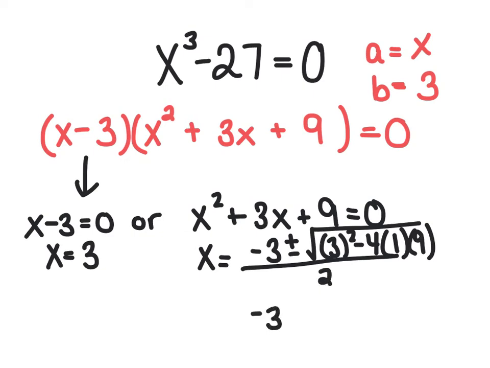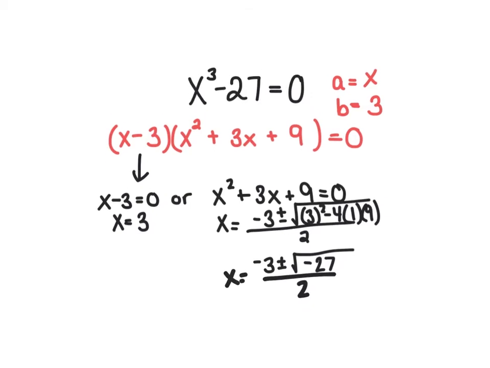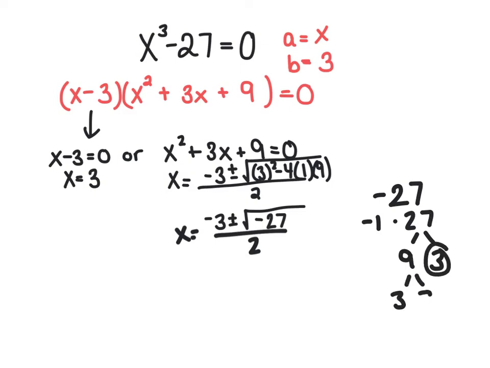So I'm going to find the value of my discriminant, which would be, let's see, 9 minus 36, which would be negative 27, over 2. And I'm going to simplify the square root of negative 27. Just going to move this up. So this simplifies into, well, negative 27 would be negative 1 times 27, and then this would be 9 times 3, and 3 times 3.